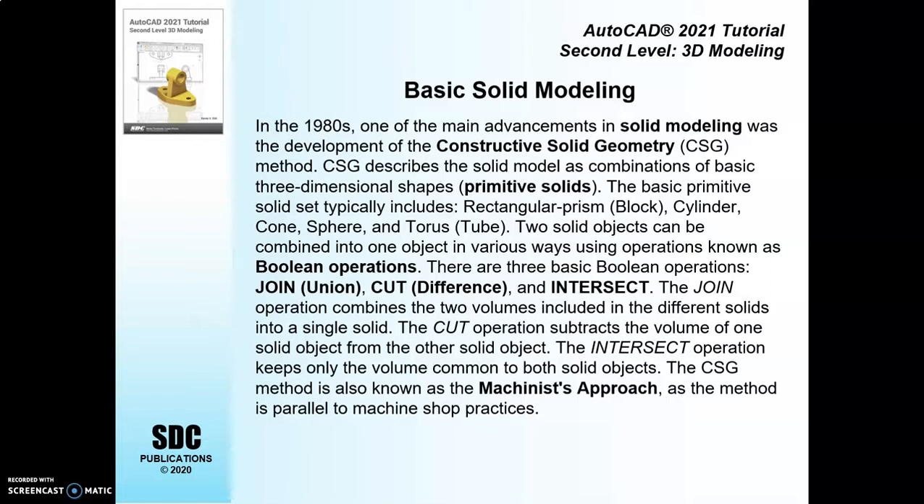Two solid objects can be combined into one object in various ways using operations known as Boolean operations. There are three basic Boolean operations. There is join, which is union, cut, which is the difference or subtract, and intersect, which is the intersection of two solid objects.